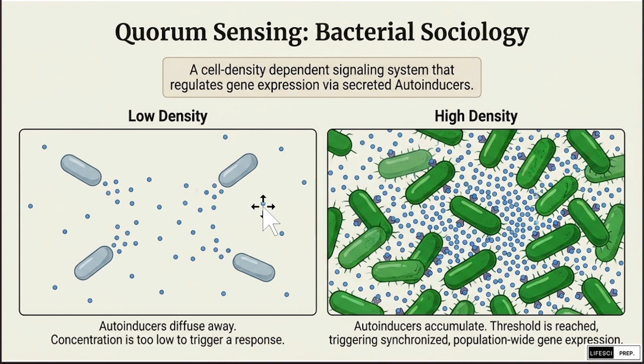The cell density depends on the release or stimulation of autoinducers. Here in low density, the cell can trigger the response of gene expression due to a low concentration of the signals. But in high density, the cell releases more signals.